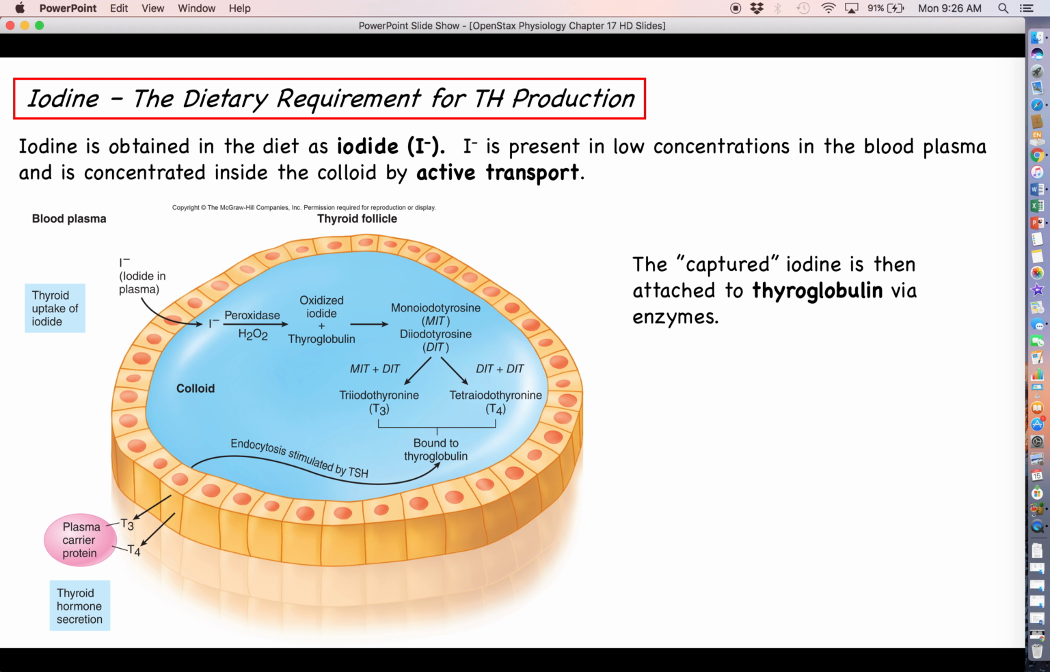These follicular cells produce and secrete a large protein called thyroglobulin into the colloid center. We are going to take that captured iodide and attach those iodide atoms to the thyroglobulin via enzyme catalysis. Once we do that, which is called the organification of thyroglobulin, other enzymes are going to chop up that thyroglobulin, similar to how POMC got chopped up to produce ACTH. We chop up the thyroglobulin to produce our two thyroid hormones, T3 and T4.